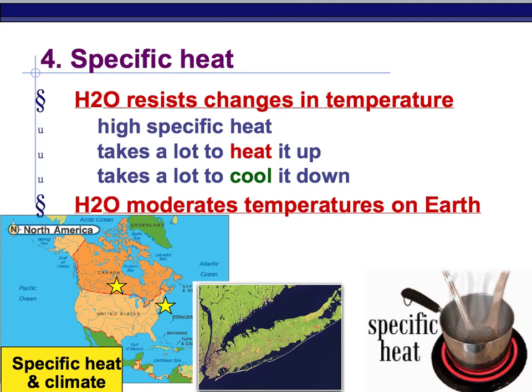Okay, specific heat. Water resists changes in temperature. It has a high specific heat, which means that it takes a lot of heat to heat the water up. It takes a lot of energy to heat the water up, but it also takes a lot to cool it down. So because of this specific heat, water actually moderates the temperatures on Earth.